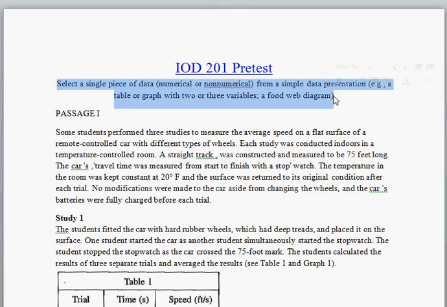The standard itself is select a single piece of data, numerical or non-numerical, from a simple data presentation. For example, a table or graph with 2 or 3 variables, a food web diagram. Okay, so that's the standard we're looking for. So we're selecting single pieces of data from simple data presentations. Okay, that's important.